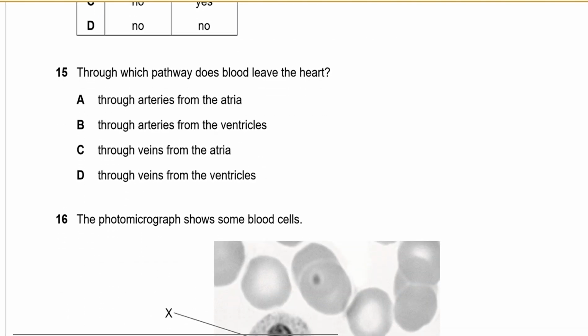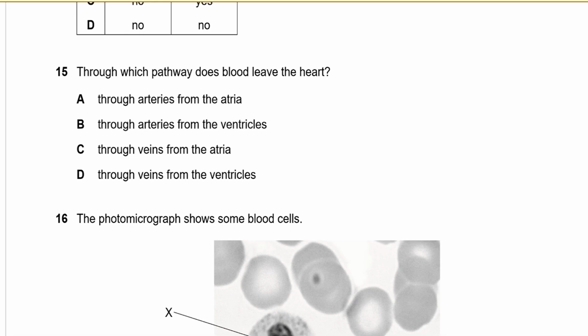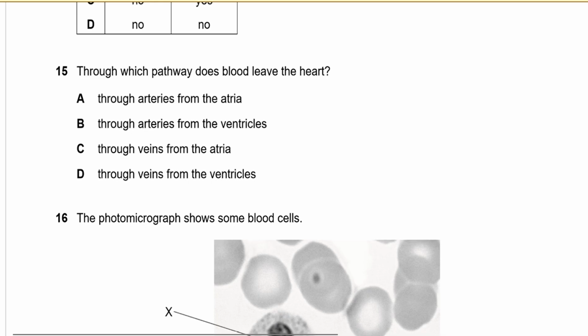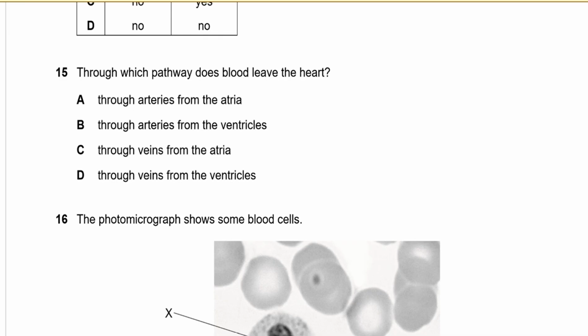Number 15 says through which pathway does blood leave the heart? So blood leaves the heart through the arteries. It goes from the arteries to the ventricles, then from the ventricles to other blood vessels. Because if I draw a rough box here to represent the chambers of the heart, the upper chambers should be the atria.